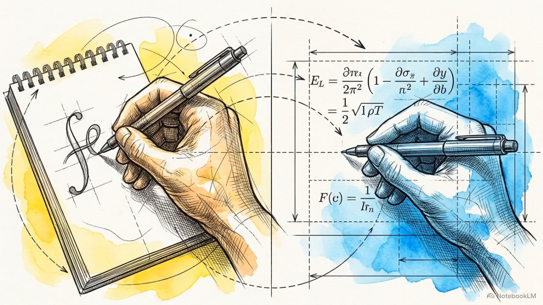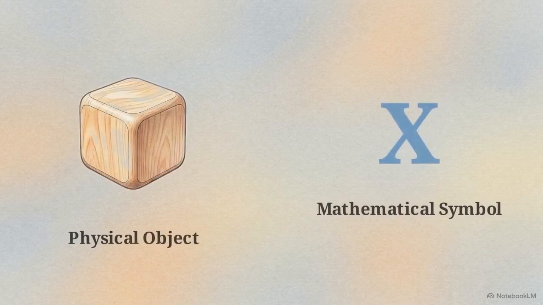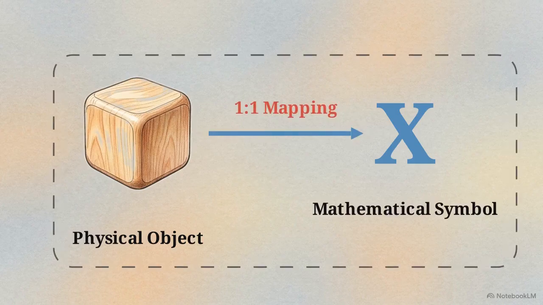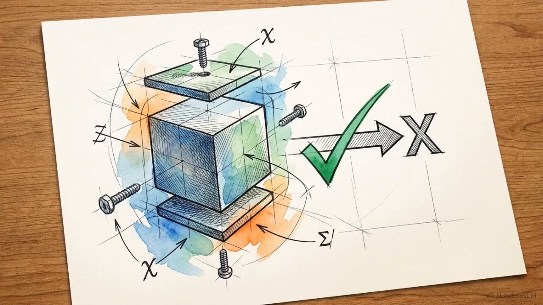To find out why the invent group outperformed their peers so significantly, we have to look at the gap between what we see and what we calculate. Traditional instructional design assumes a direct one-to-one mapping between a physical object and a mathematical symbol. It treats the symbol as a simple label for a concept the student already perceives. This assumes the mapping is automatic.